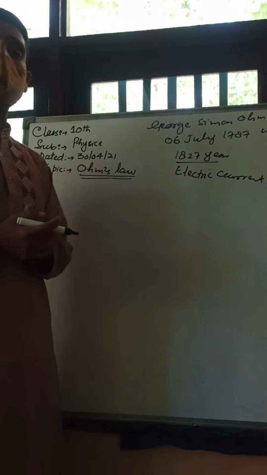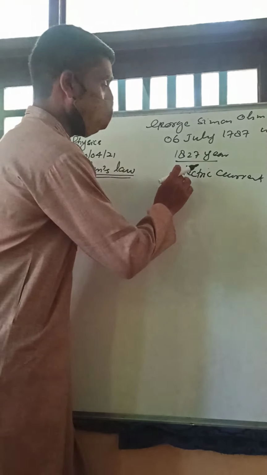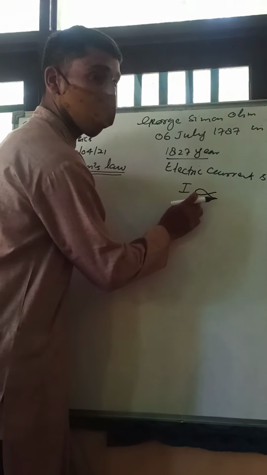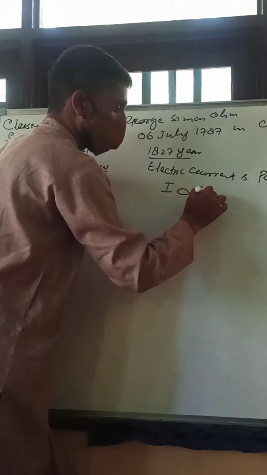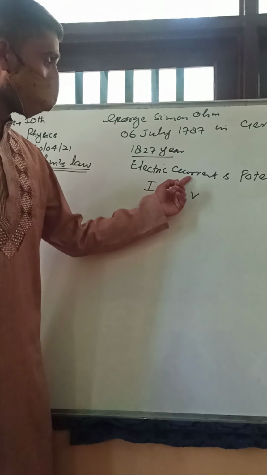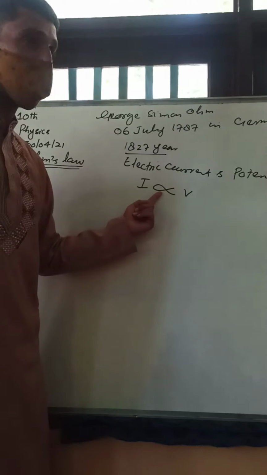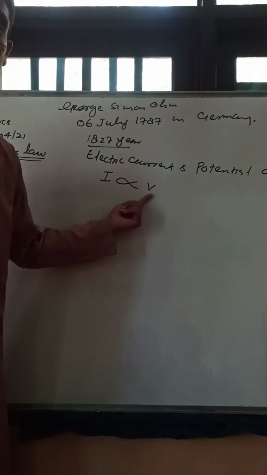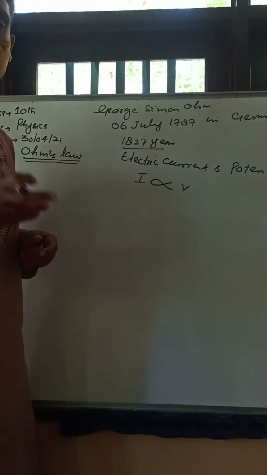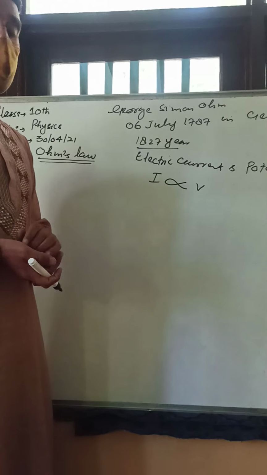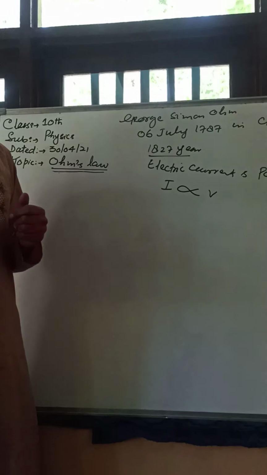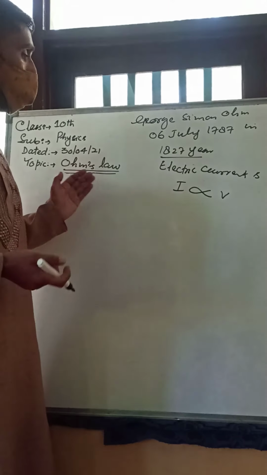As far as the statement of Ohm's law is concerned, it states that electric current, which is denoted by I, is directly proportional to the potential difference, which is denoted by V. What is the statement of Ohm's law? I will repeat. Electric current I is directly proportional to the potential difference V across the ends of the conductor, provided the physical conditions like temperature, pressure, and humidity remain constant or unchanged. This law is known as Ohm's law. This is actually the statement form of Ohm's law.